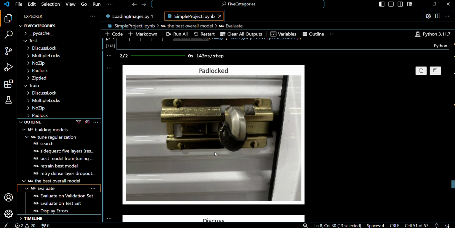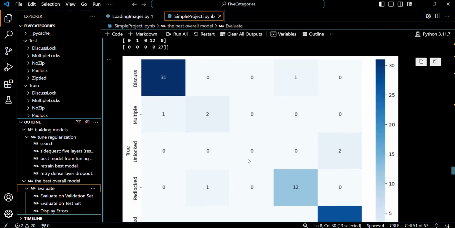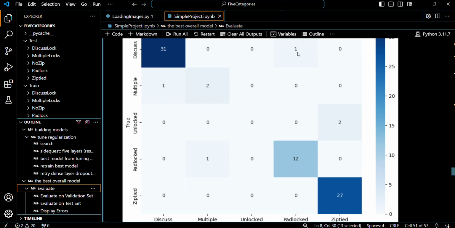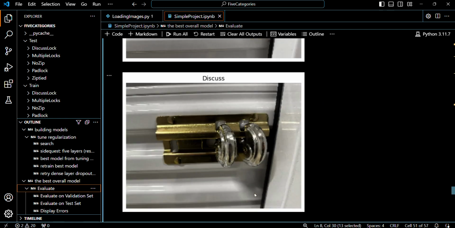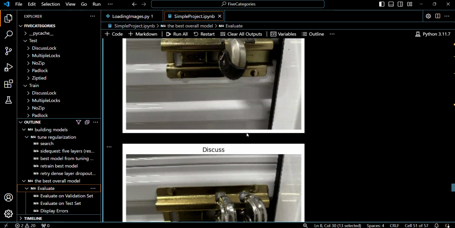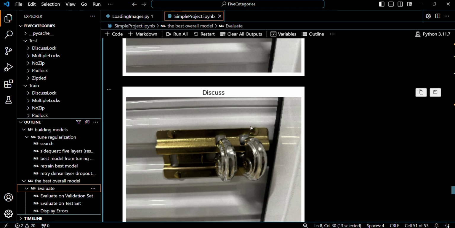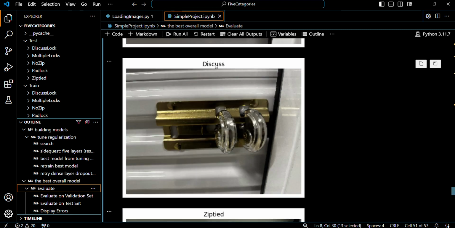I'm not sure what possessed the model to misclassify this one. It doesn't look any more like a padlock than any of the other discus locks, and it's the only one it misclassified. So I don't see why this image should be misclassified. This second one is misclassified as a discus lock, and I totally understand because it's got 2 discus locks on it.